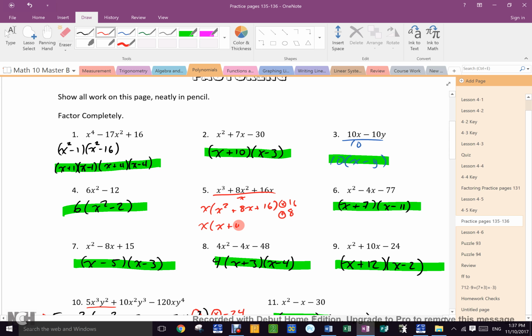X plus 4, x plus 4. Now we want our math to look as simple as possible, right? So how many factors have I written here? No, look, 3. Because I have x plus 4 and x plus 4. I want it as simple as possible because those two factors are the same. I can write it as x plus 4 squared.